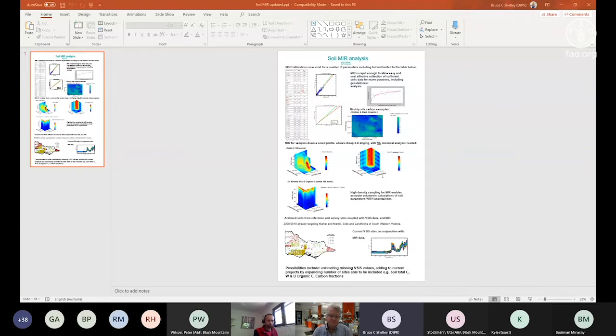MIR, work in progress. The protocol for operational use of the MIR is going to be the tricky one with that. It's probably a PhD exercise, to be honest.